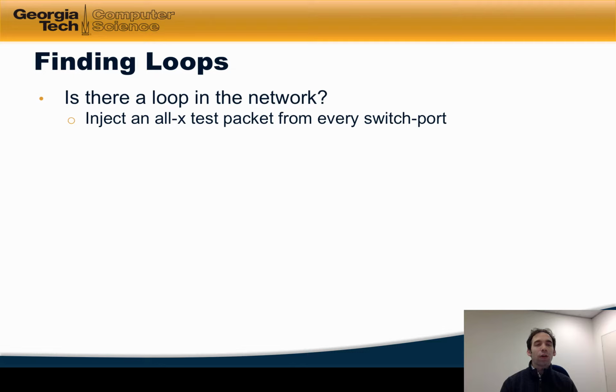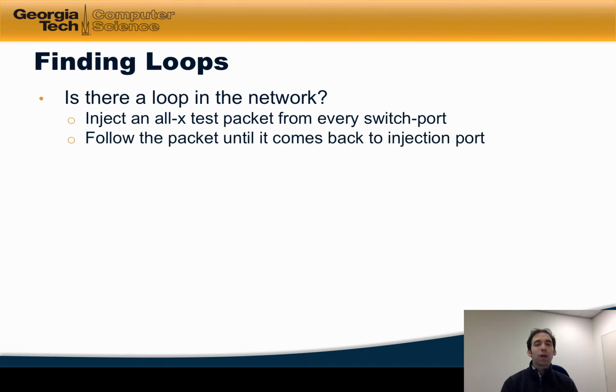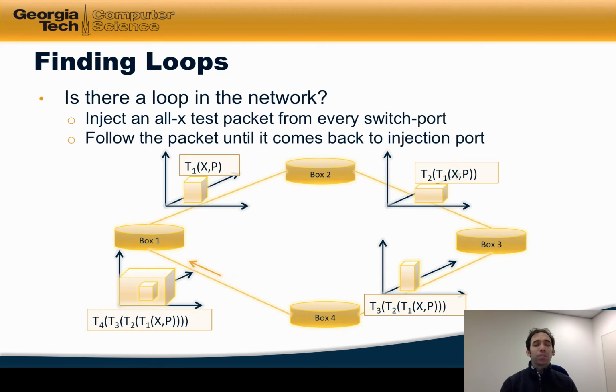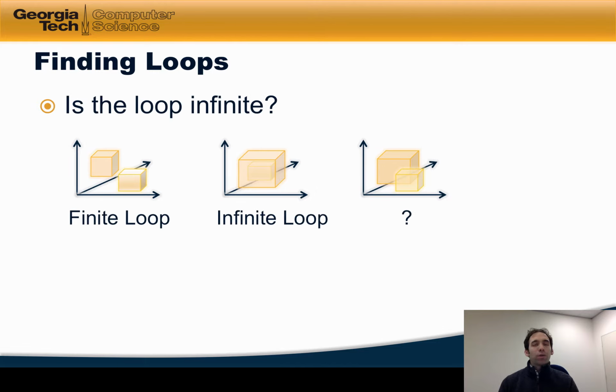We can inject an all X or an all don't care test packet from every switch port in the network and follow the packet until it comes back to the port at which it was injected. If we ever see a packet return to a port on which it was injected, we know we have a loop. Of course, what we'd like to know is whether the loop is persistent. To determine whether a loop is persistent or infinite, all we need to do is determine that when the packet returns to the port at which it was injected, whether it actually ends up in the same packet header space that it was when we injected it. If the packet is in a different part of header space, then the loop may be finite.